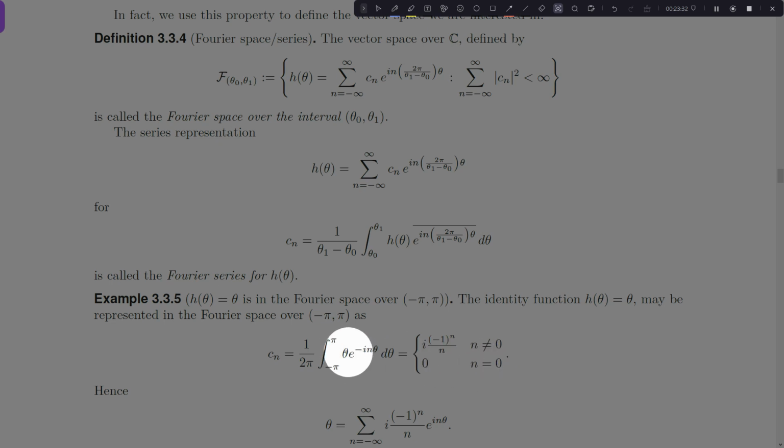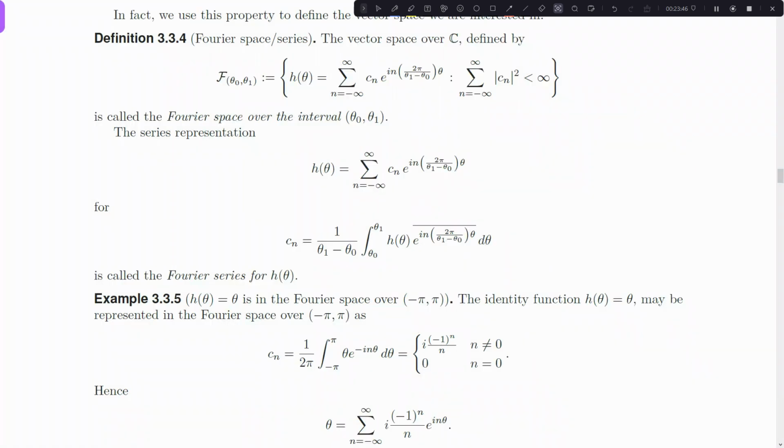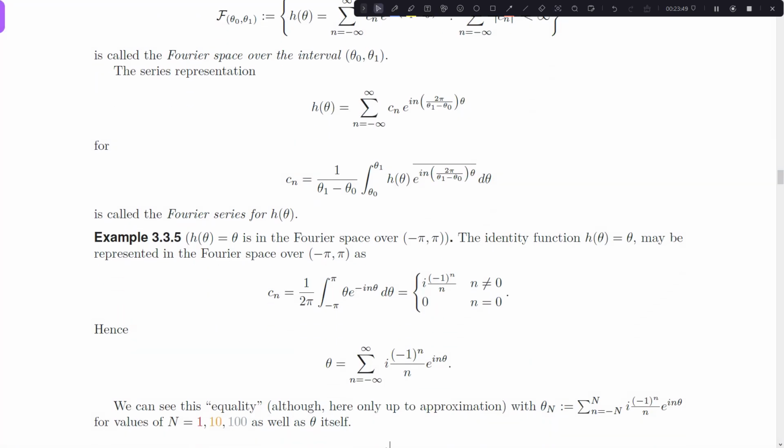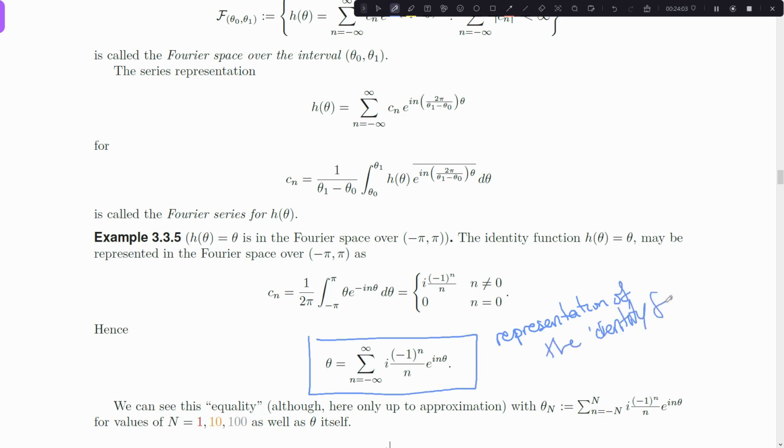And if n is 0, it makes a lot of sense. Theta is an odd function, and e to the 0 power is 1. I'm integrating something odd over symmetric bounds, and I'm going to get 0. So the c sub n's take this very particular form, which means that this is a representation of the identity function, h of theta equals theta, as a Fourier series.